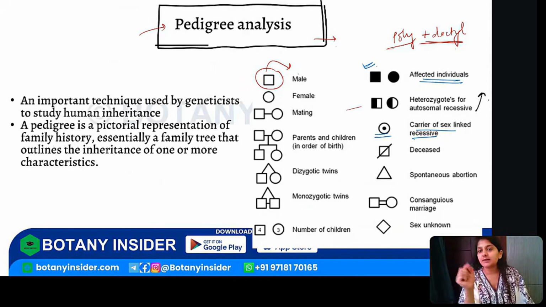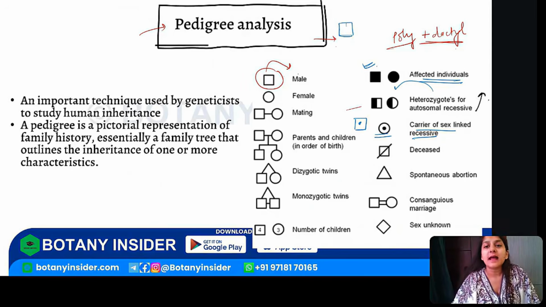The female can have a dot, or the male can also have a dot. Then if the characteristic is heterozygous for the autosomal recessive, a box that is half filled is used, right? Then this is parent and children, which I've just told you: male, female, the next generation, and the order of birth.